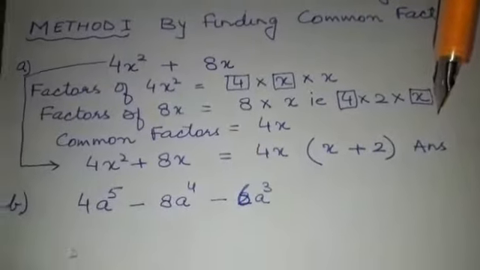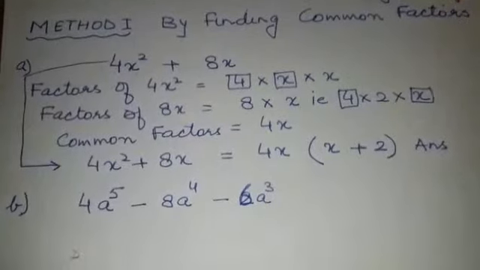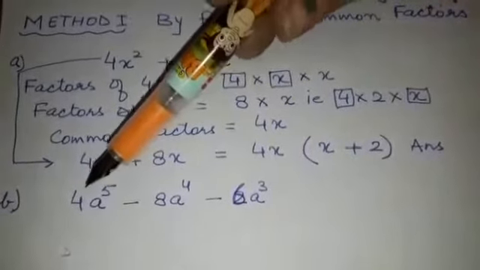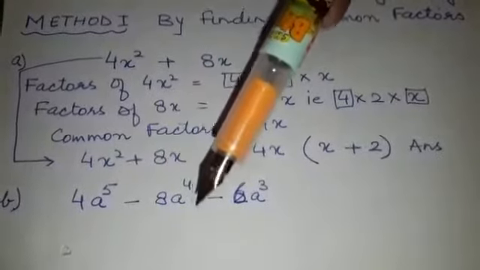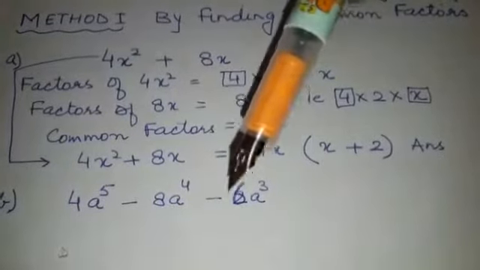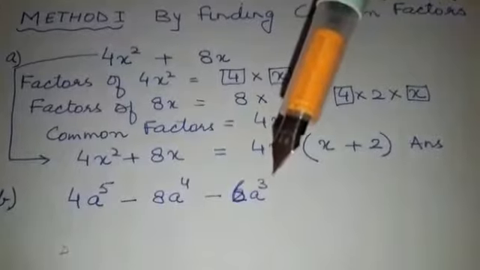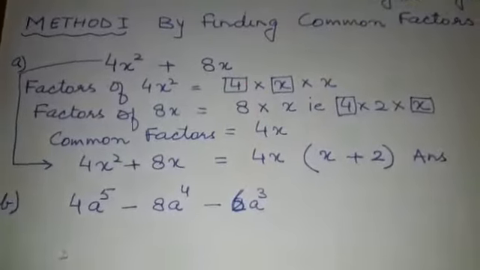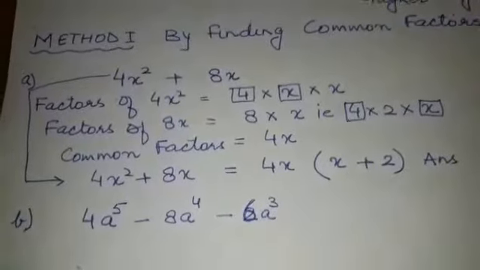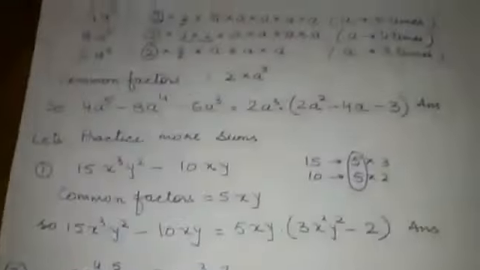Is it clear to everyone? Now we come to next question. Next question we have taken is 4a raised to the power 5 minus 8a raised to the power 4 minus 6a raised to the power 3. This has 3 terms, so we call it a trinomial. Let's proceed how to solve it.